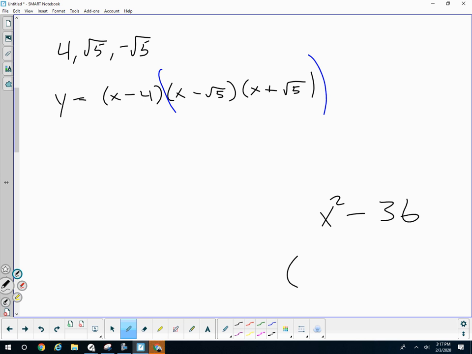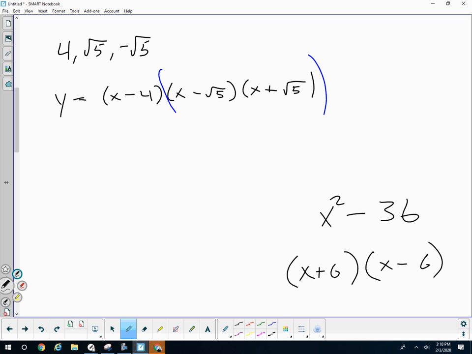X squared minus 36. Can you factor this? Yeah. What is it? It would be x plus 6, x minus 6. Fantastic. So you see, you got a value times another value. You got the x and the x. Signs are flipped.